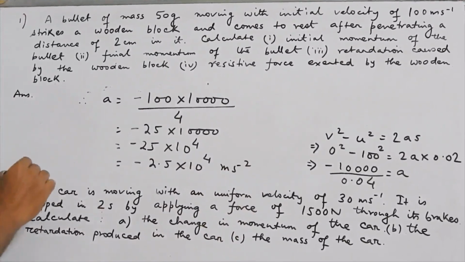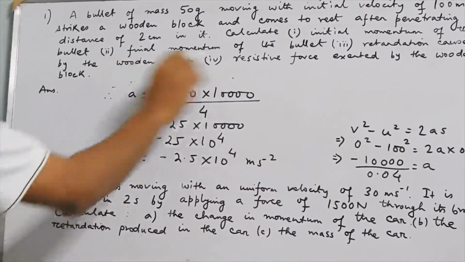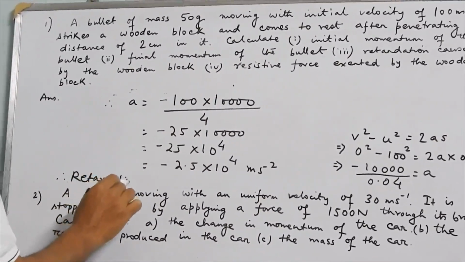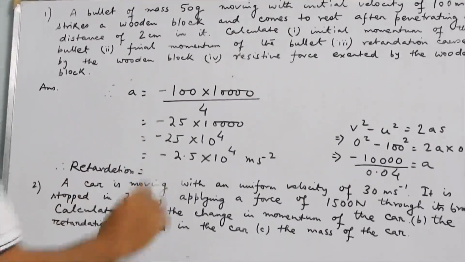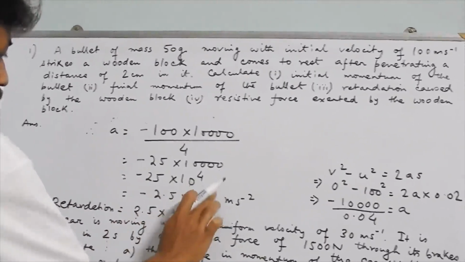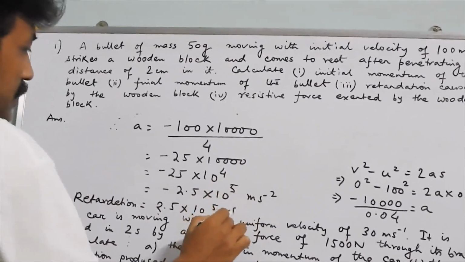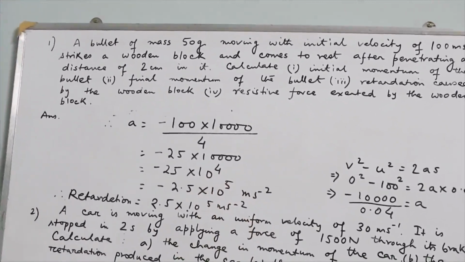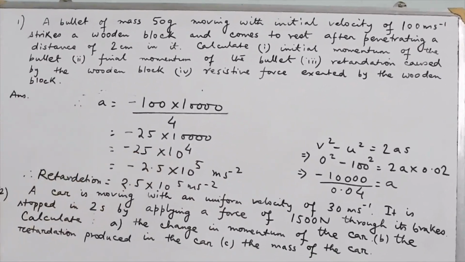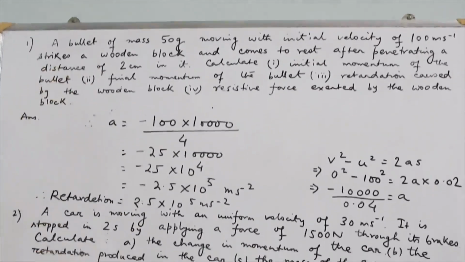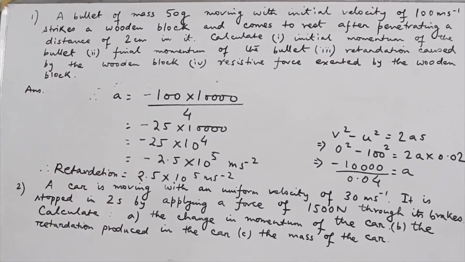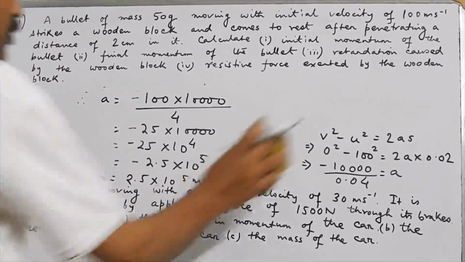Hence you can say that retardation, as the question has been asked, what is the retardation? So whenever you are writing the value of retardation, you will not use the minus sign, you will just write the value as 2.5 into 10 to the power 5 meter per second square. If the question was what is the acceleration, then your answer will be acceleration is minus 2.5 into 10 to the power 5. But the question is retardation, so you will write the positive value, that is 2.5 into 10 to the power 5.